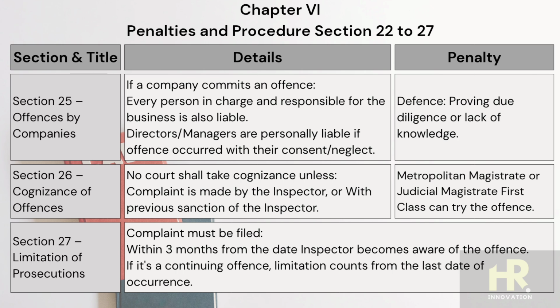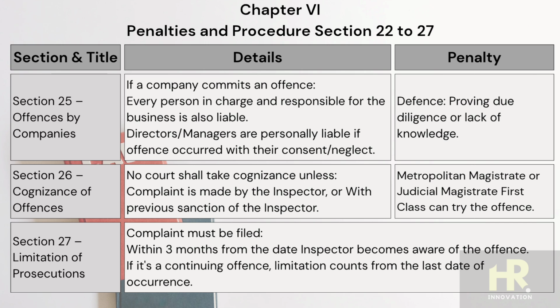Section 26 Cognizance of offences. A court can only take up a case under this Act if a complaint is made by the inspector, or the inspector gives prior approval for someone to file the case. Only a metropolitan magistrate or a judicial magistrate of first class is authorized to try these offences.